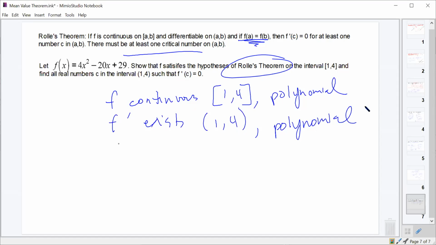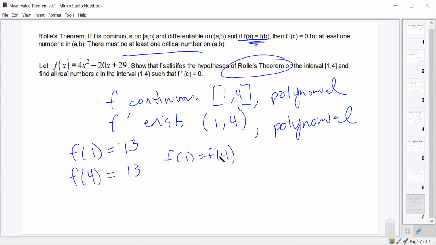And so then we need to show that f of 1 and f of 4 have the same value. And so what's f of 1? f of 1 ought to be 4 minus 20, which is negative 16, plus 29, which ought to be 13. And f of 4 ought to be 64 minus 80, which is negative 16, plus 29, which is 13. So we've got f of 1 is equal to f of 4.